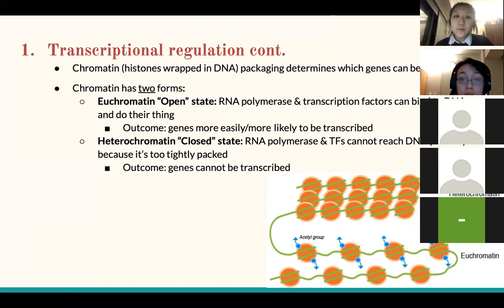You can have euchromatin, which is the open state. It's more loosely packaged. So when things are more open, such as this bottom half, you have a lot more space for RNA polymerase to come in and bind, and for transcription as a whole to occur. However, on the other hand, if you have a more closed state, where things are more compact together, it's harder for proteins or for RNA polymerase to go in and bind. And so you would have less transcription.